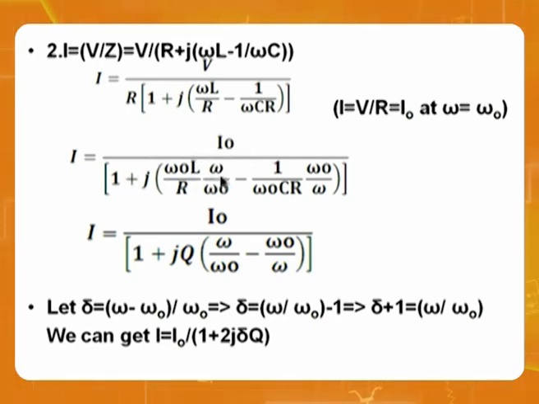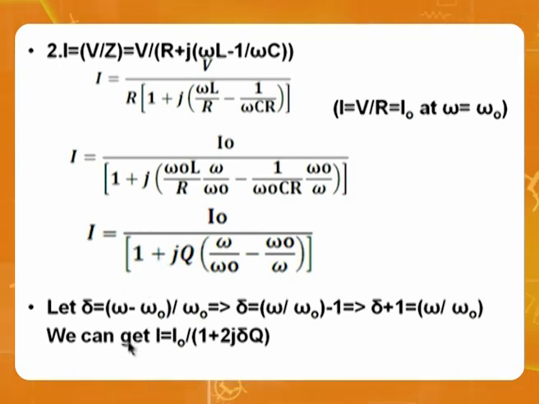Now I can call this V by R as I naught. So I naught over 1 plus j. I am multiplying with omega naught divided by omega naught. What can I call this? Please observe. What is this? This is quality factor. Omega L by R is quality factor. 1 by omega CR is also quality factor. So if I take Q outside, I naught by 1 plus jQ times omega by omega naught minus omega naught by omega. So this is the expression in terms of quality factor.